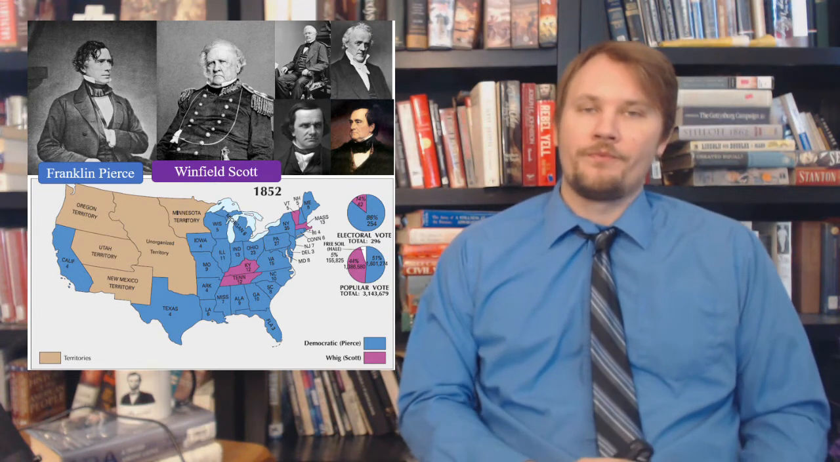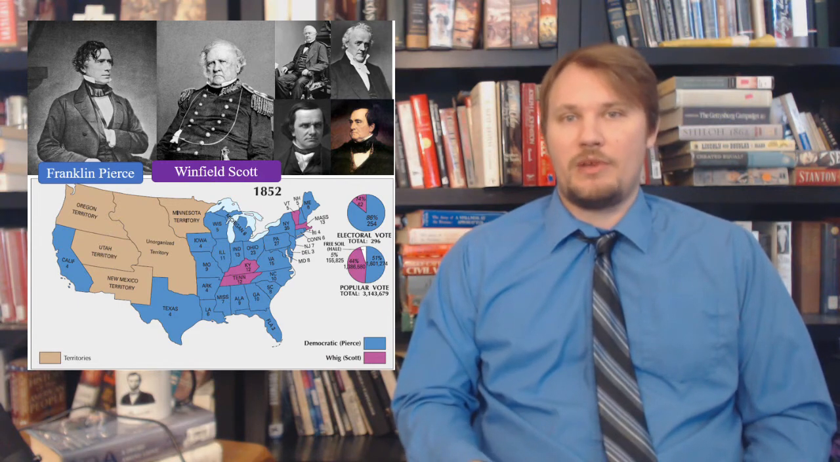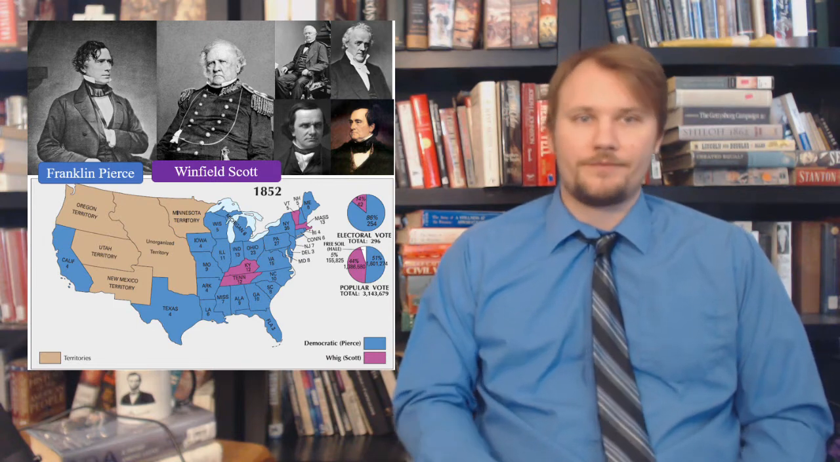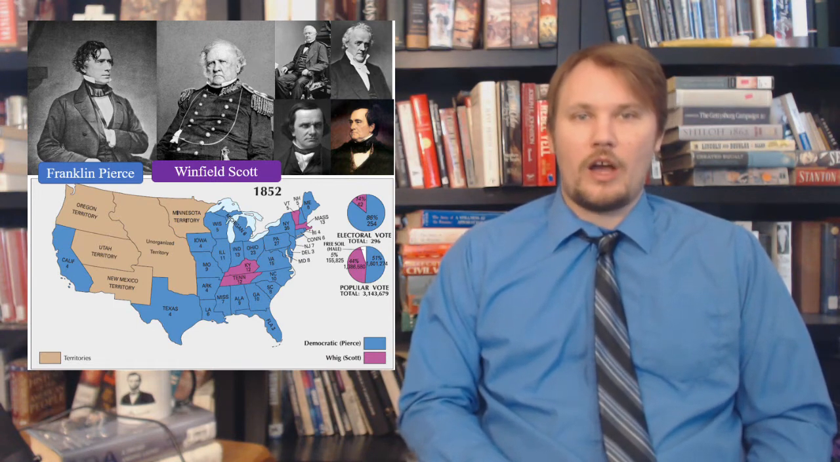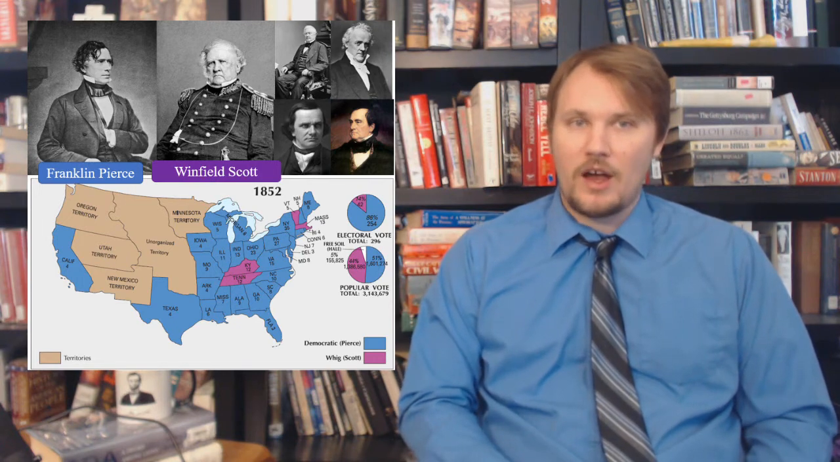If you remember, Southern Whigs supported President Taylor, but he turned out to be an anti-slavery Whig, so now they're kind of suspicious of Scott. Nine Southern Whig congressmen, led by Alexander Stephens and Robert Toombs, refused to back Scott.